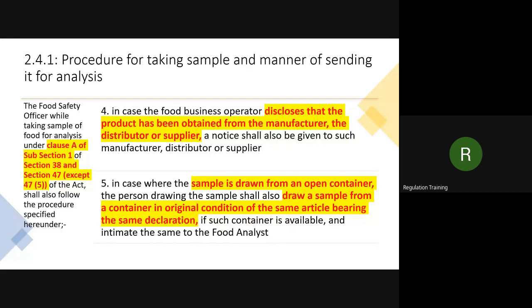That's it. Okay. Now point number 4. Suppose I am a shopkeeper selling Amul or some other branded or packed food products, and I say, sir, I have purchased this food sample from that distributor, that shopkeeper.